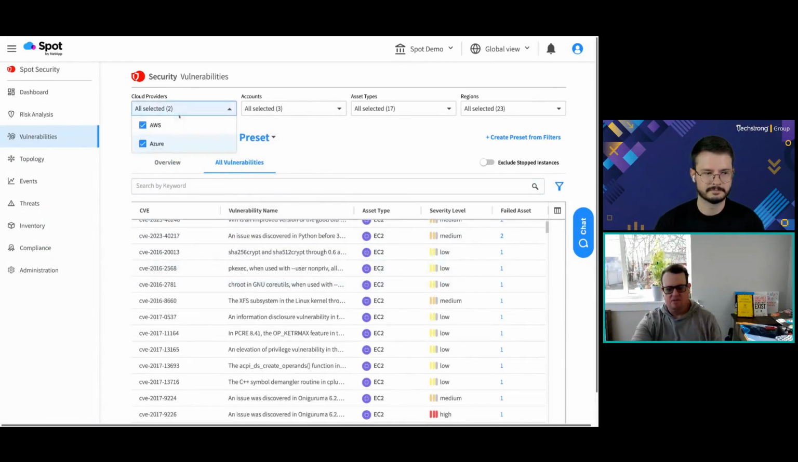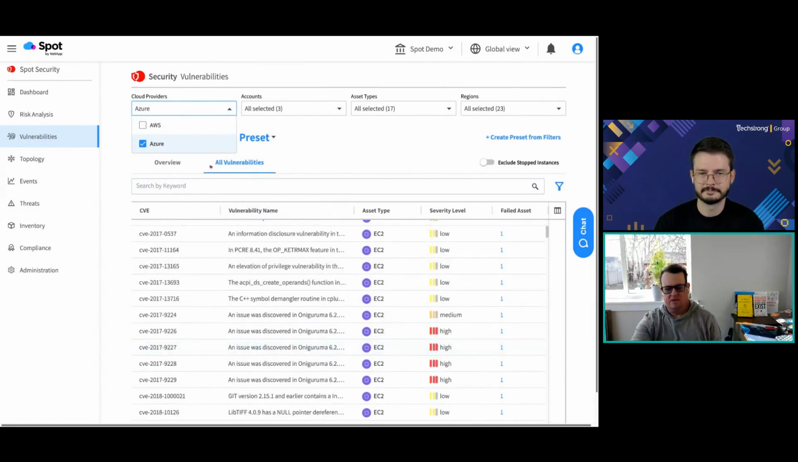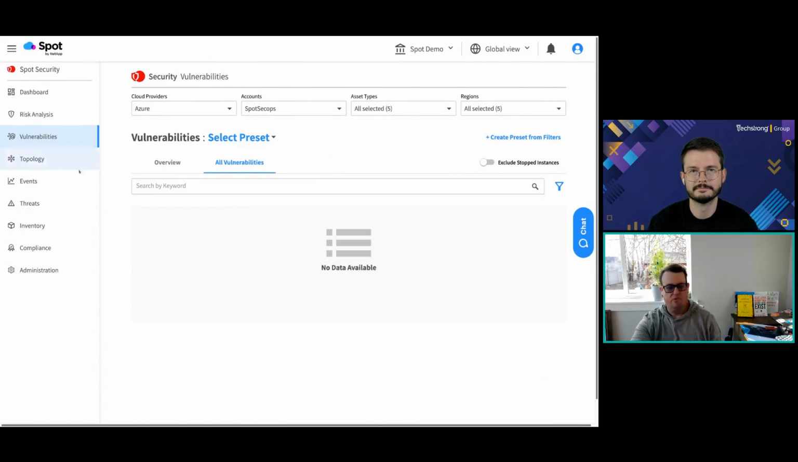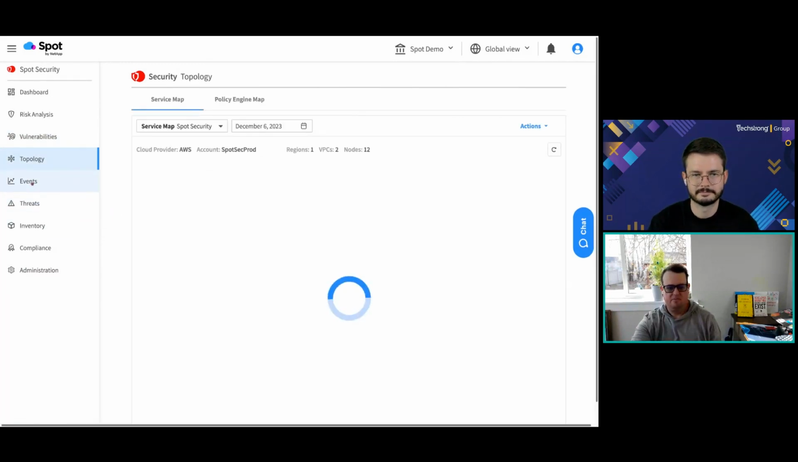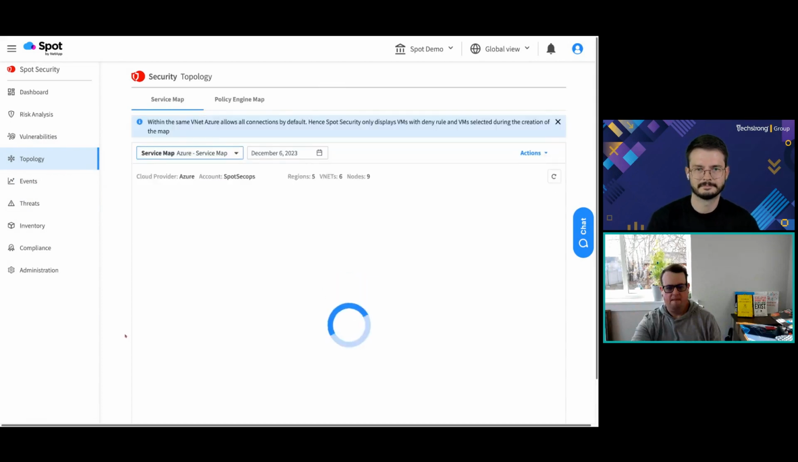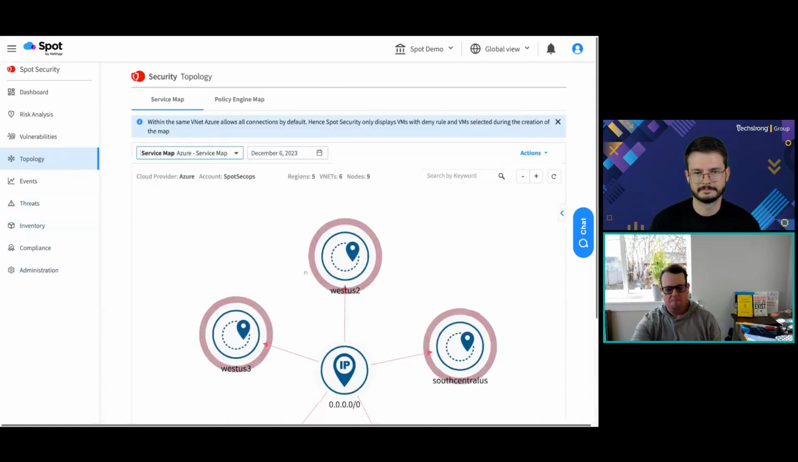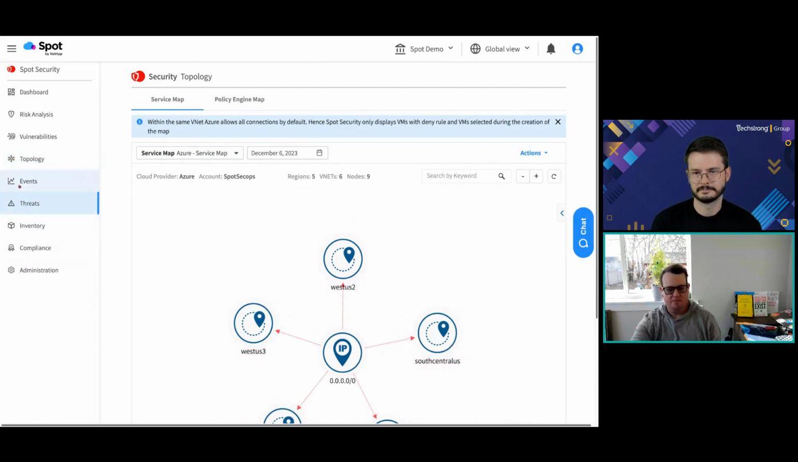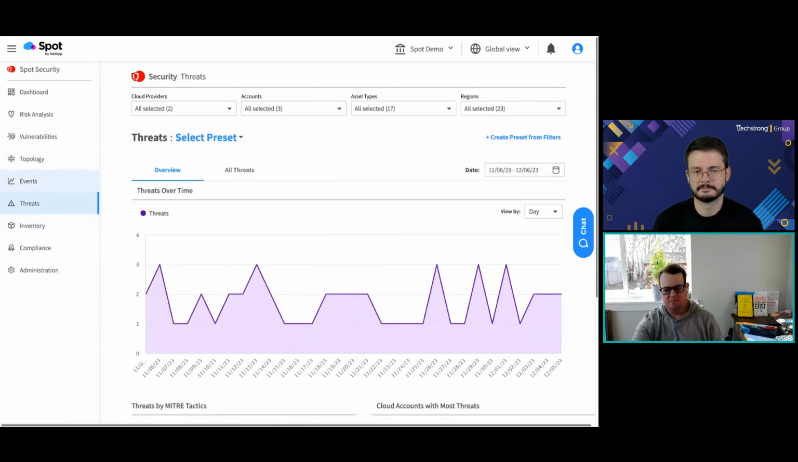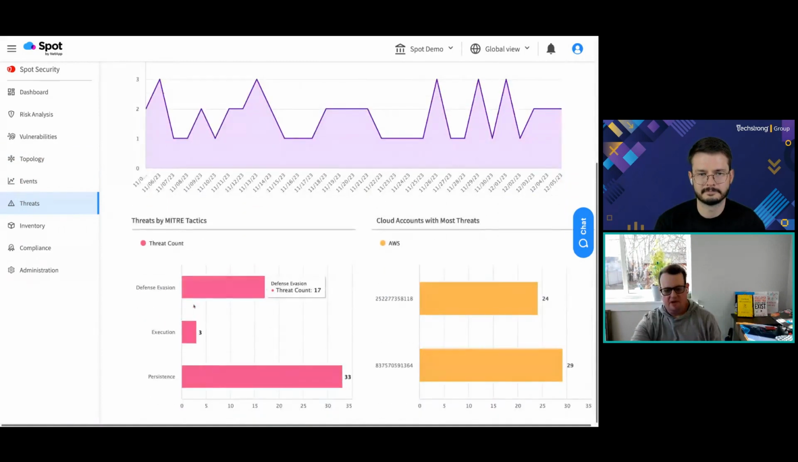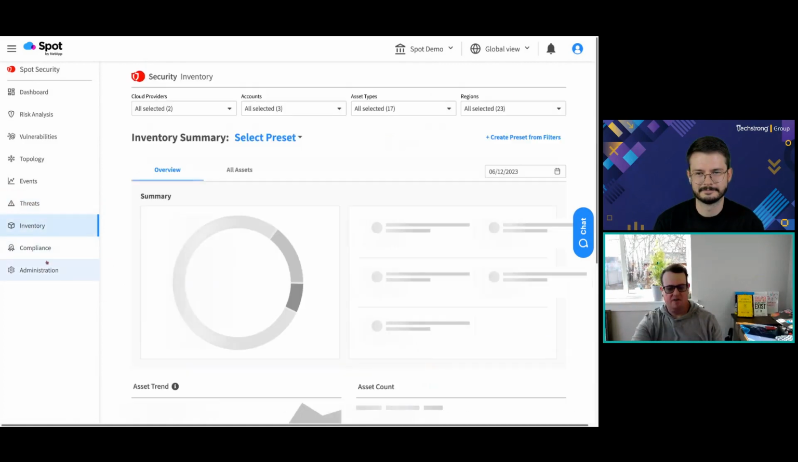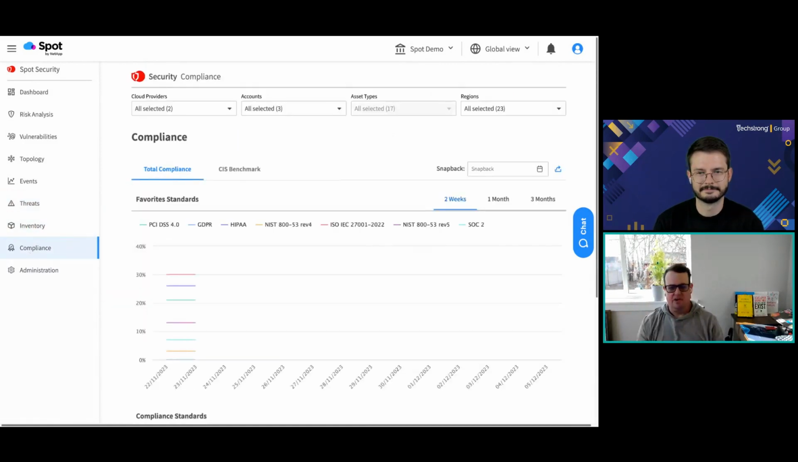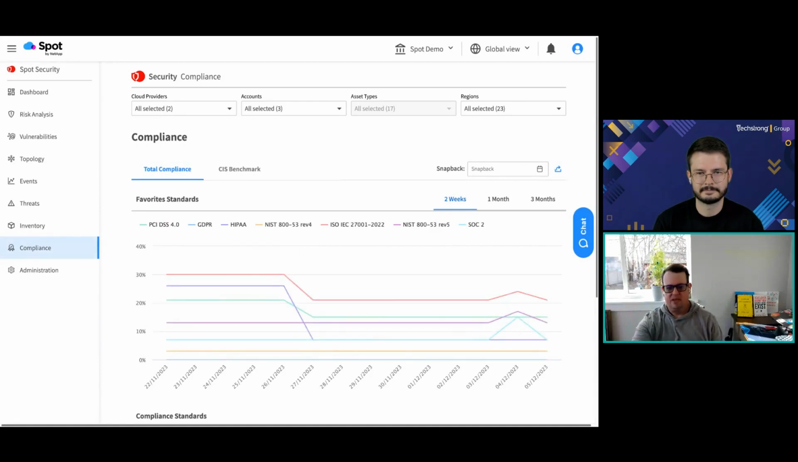You can see here that we have no vulnerabilities on our stuff, but you can also see the topology, where our topology is going, the threats, the threat landscape that we're working with, the MITRE framework that we were talking about, which accounts have the most threats, a full inventory, and then our compliance based on whatever compliance program we're working on.